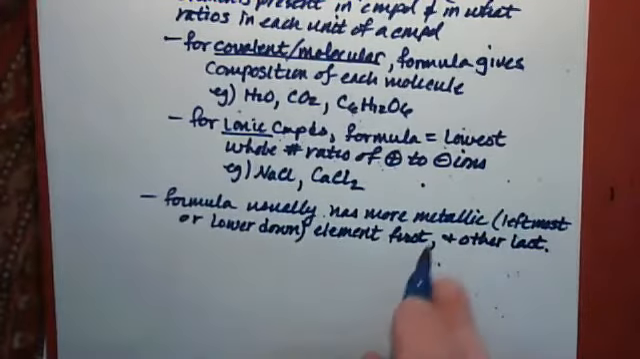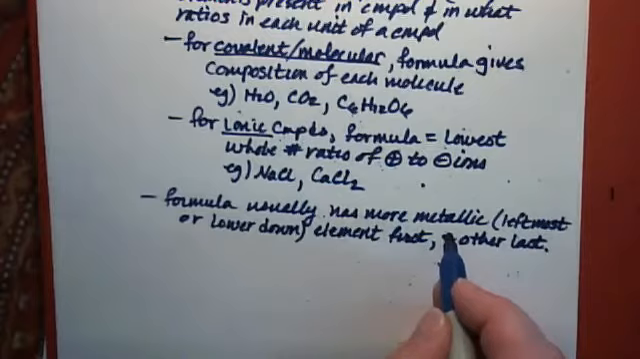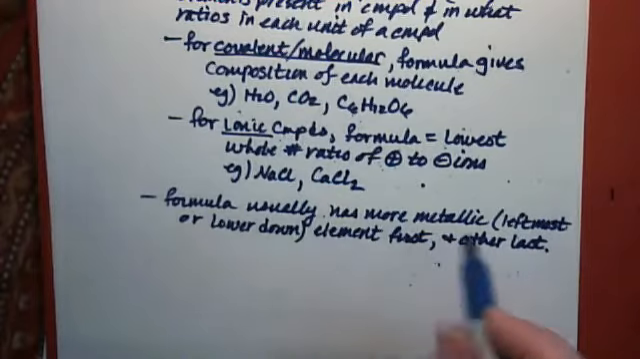Now, when we say more metallic, what we mean is that the element in the compound that acts more like a metal, or in other words, the one that acts less like a non-metal. What metals like to do is lose electrons to become cations. What nonmetals like to do is gain electrons to become anions. So essentially, whichever element is more likely to lose electrons and less likely to gain electrons, that's the one that goes first.